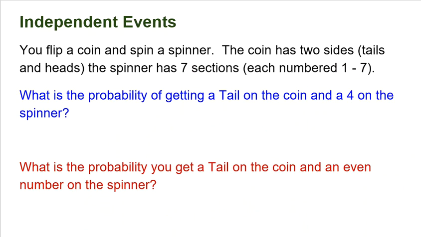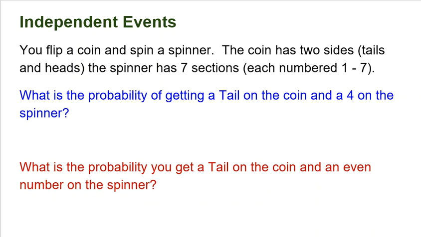You flip a coin and you spin a spinner. Why are those independent events? Because the coin doesn't care what the spinner does, and the spinner doesn't care what the coin does. It's not like the spinner has a brain that says, oh, there was a head, I guess I'm not going to spin for this number. Or the coin's not going to sit there and say, okay, let me wait and see what the spinner does, and then I will determine if I'm going to be a head or tail. They're completely independent events. What happens on the coin has no bearing on what happens on the spinner, and vice versa. This makes multiplication pretty easy.